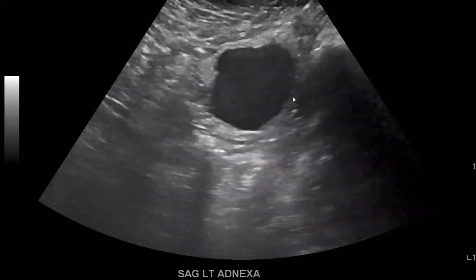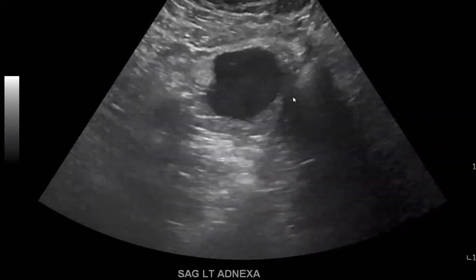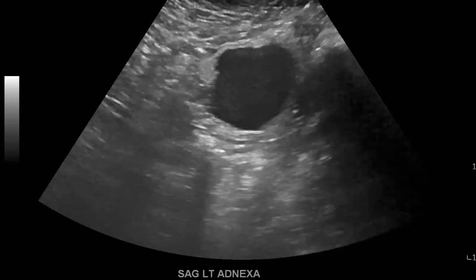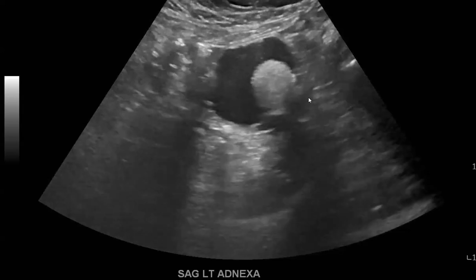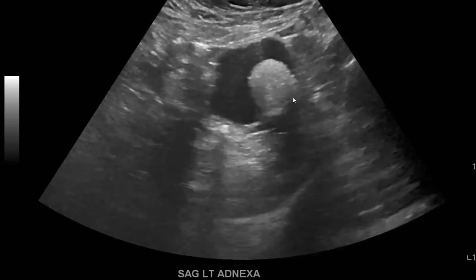This is a very typical appearance of a dermoid cyst, and dermoid cyst has various imaging appearances. This is one of the most common imaging appearances, called a dermoid plug within a cyst. So this echogenic structure which shows posterior shadowing is called a dermoid plug, or it is also called a Rokitansky nodule.